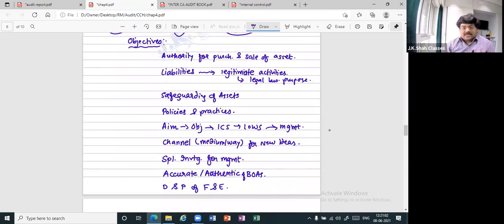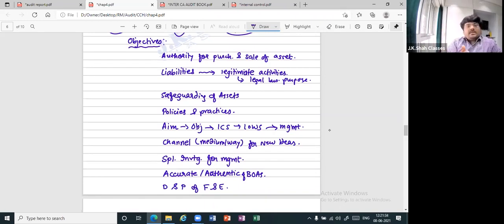First, internal auditor will check whether there is a proper authority for purchase and sale of assets. Then he will check whether all the liabilities are incurred for legitimate activities. Legitimate means legal business purpose. Next, safeguarding of all the assets, whether assets are properly safeguarded or not. Next, he will check whether all the policies and procedures are properly followed or not. Thereafter, the main aim or objective is to review the ICS and give the LOW to the management. What is LOW? Letter of weaknesses and suggestions.